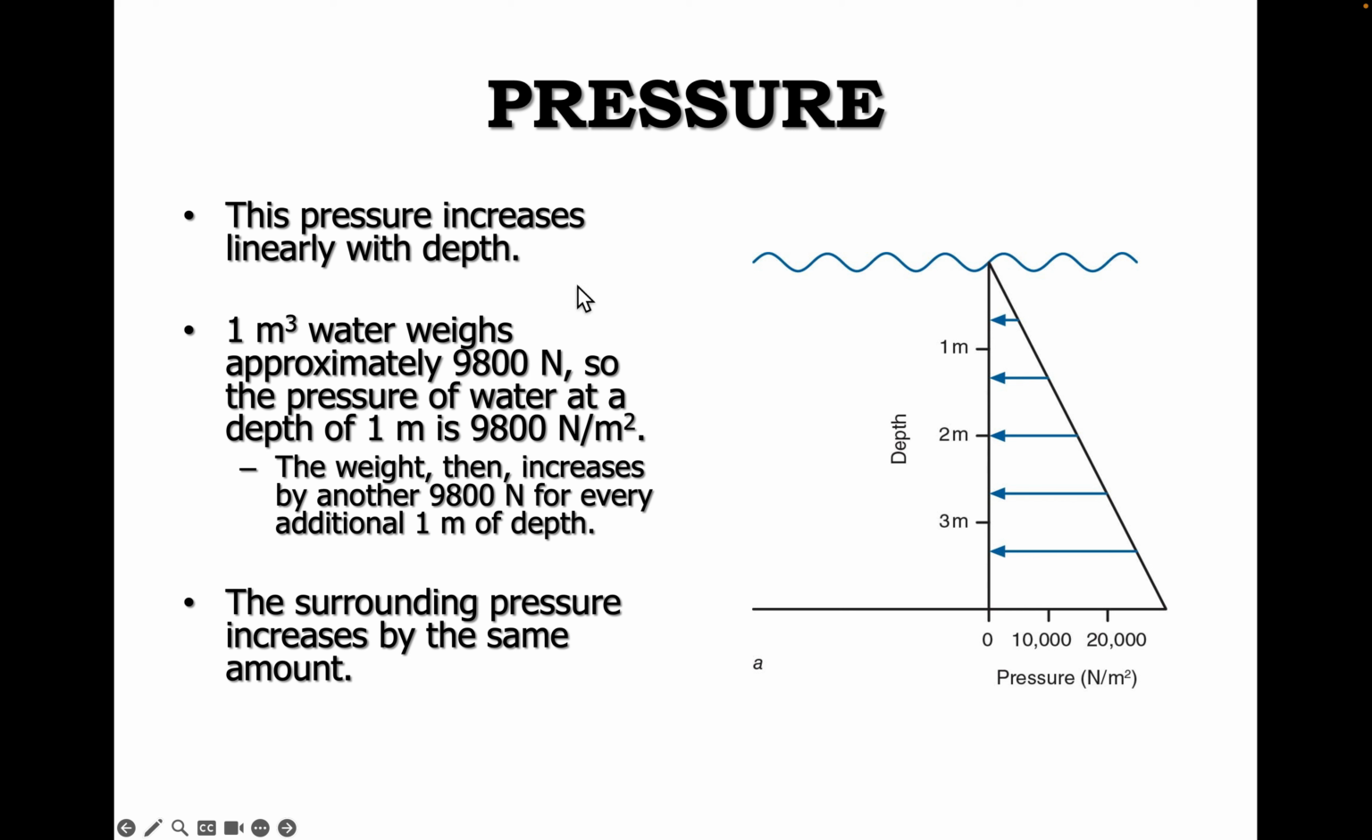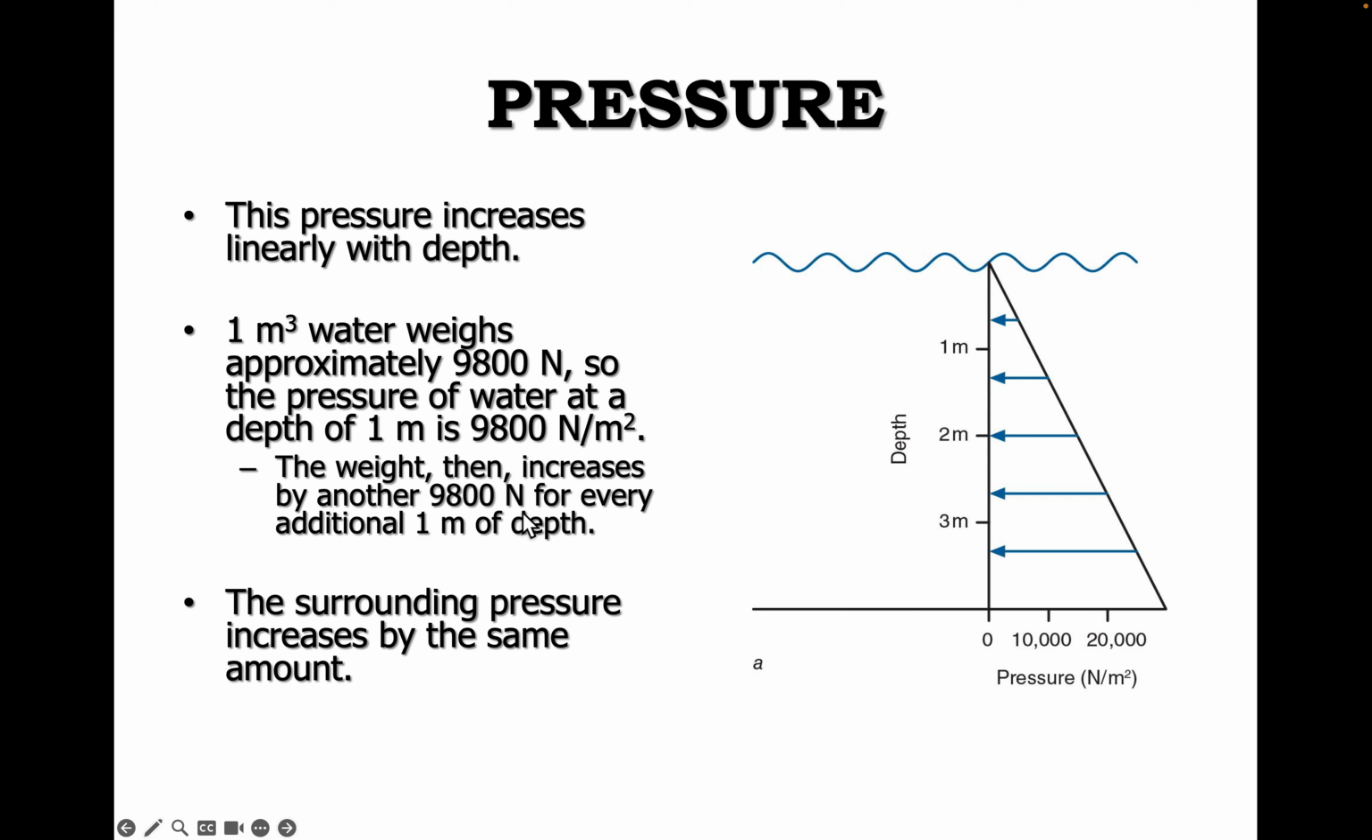Now, important to note is that pressure increases linearly with depth. Here's an example. If we look at a cubic meter of water, a cubic meter of water weighs approximately 9,800 newtons. So the pressure of water at a depth of 1 meter is 9,800 newtons, and that will increase by an additional 9,800 newtons for every additional 1 meter of depth of water.